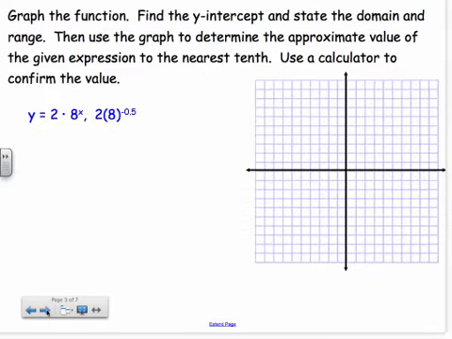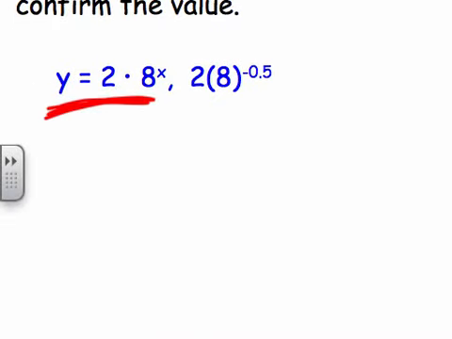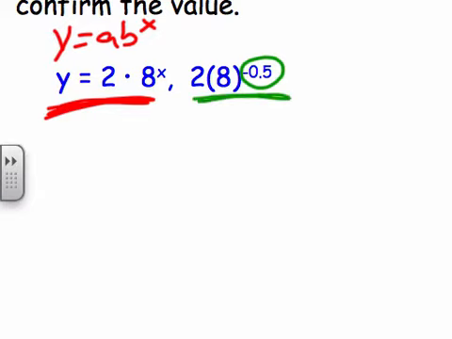So it tells you to graph the function, find the y-intercept, and state the domain and range. Okay, I didn't do that in the last one, but we'll do it here. Then use the graph to determine the approximate value of the given expression to the nearest 10. So what we're going to do is graph our y equals ab to the x. So y equals 2 times 8 to the x. And then we're going to plug in negative 0.5 for x, and look at our graph and make an estimate of that. And we'll go through that here.